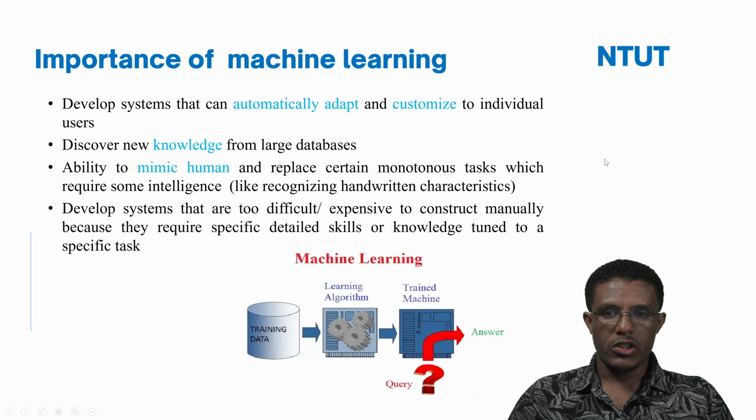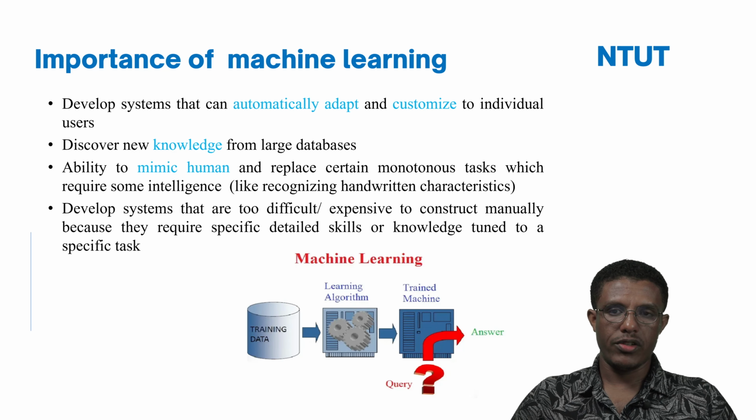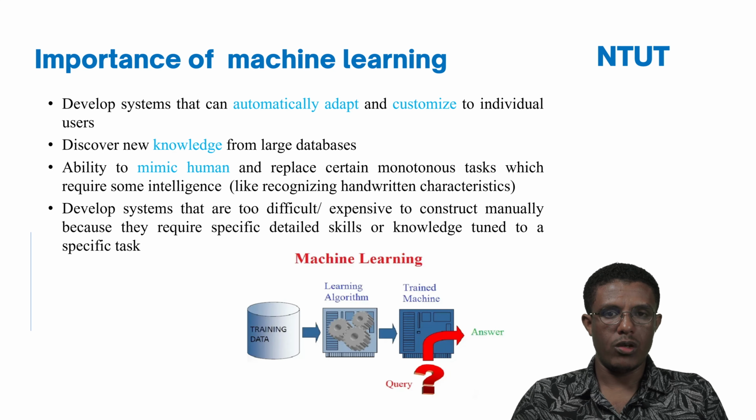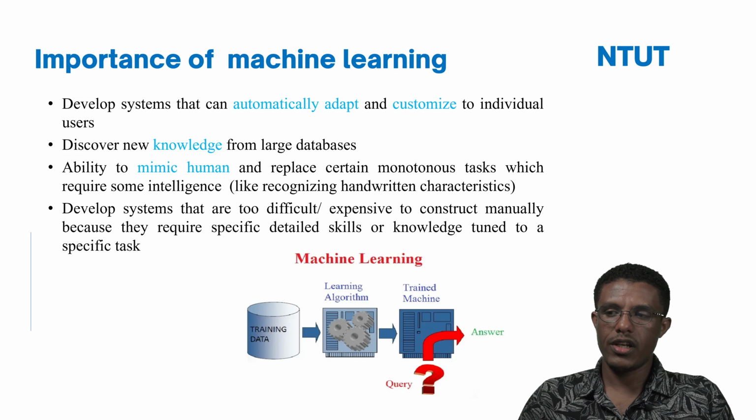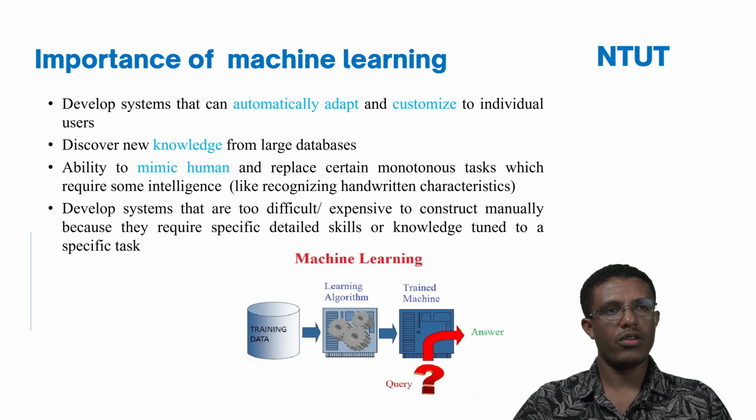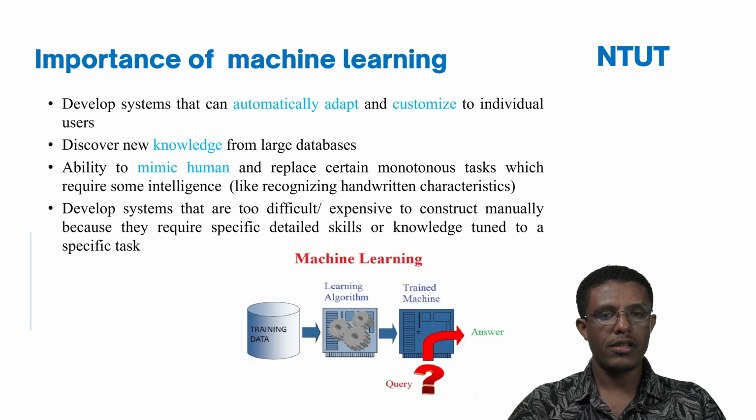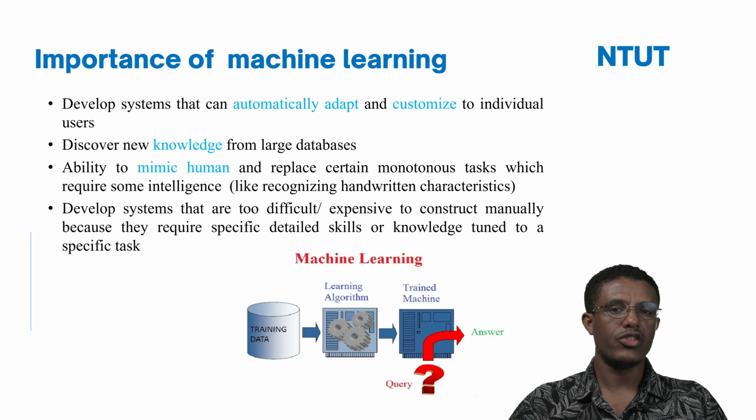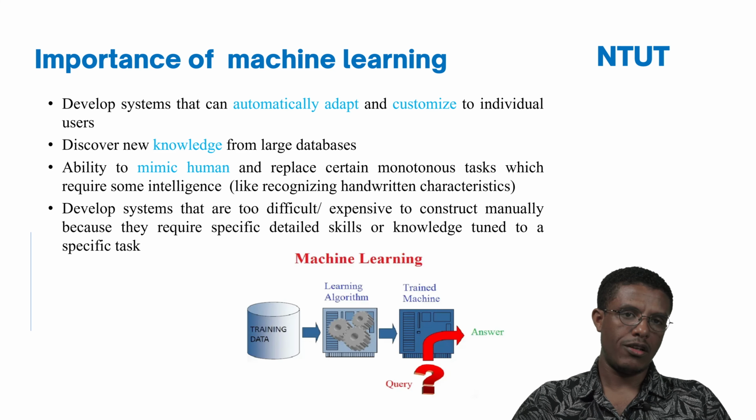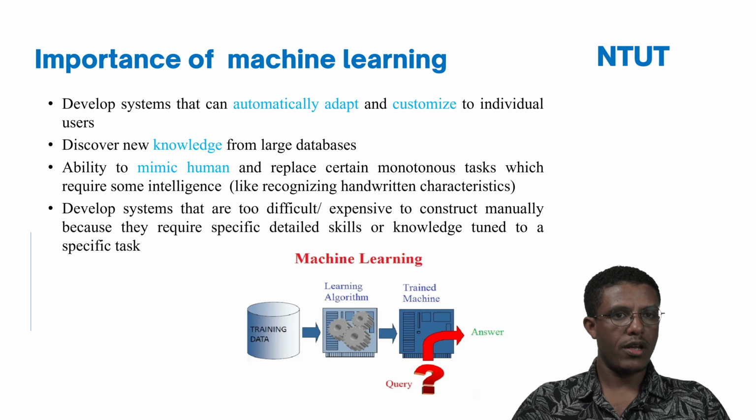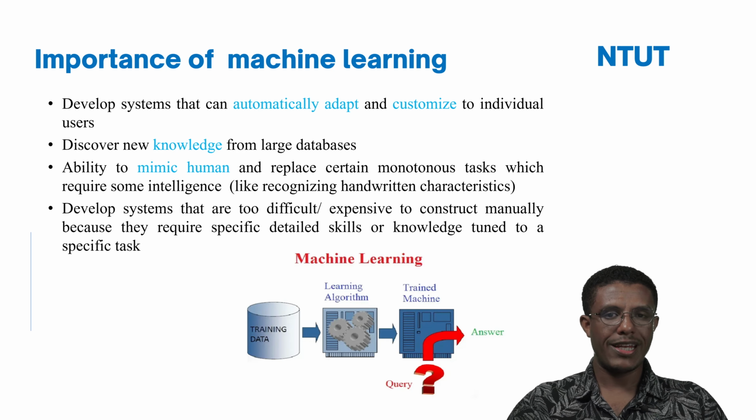From that concept, we can say that the basic importance of machine learning is to develop systems that can automatically adapt and customize to individual users. When we develop the models, we can develop a system that automatically adapts and customizes. For example, we can train the machine now, and next time if we want to update the data, we can retrain and customize it using new data. Like a human being, who learns from experience in one place and learns again when changing places, the same thing applies in machine learning.